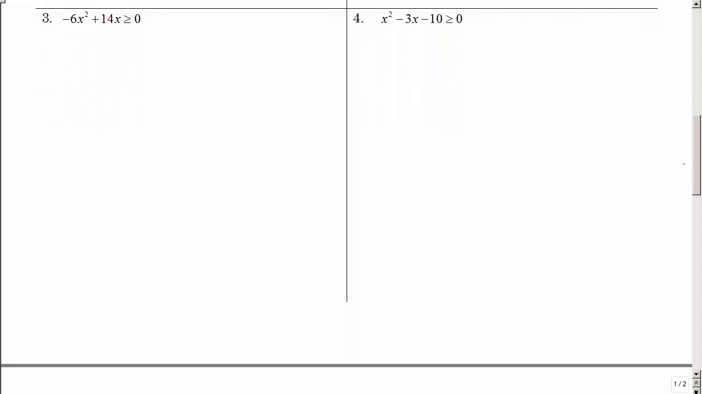All right, number 3. So again, we're going to look at the corresponding equation. How do I solve that? It's not a trinomial, but I can factor it. I can take out a GCF. So they're both divisible by 2 and an x, and I think I'm going to take out a -2.